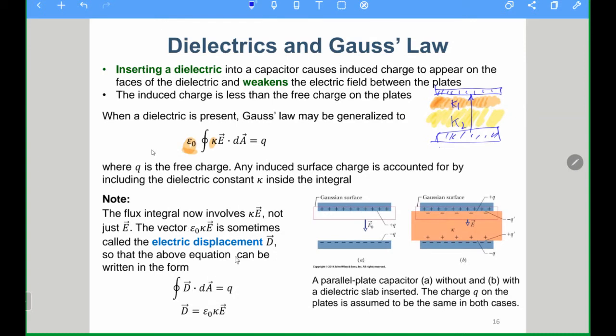Actually, in this textbook we don't really talk about displacement, but in an electromagnetism class for ECE students, you may face this so-called electric displacement, which is like D equals epsilon naught times kappa times E. But if you are not an ECE student, you can just forget this part.